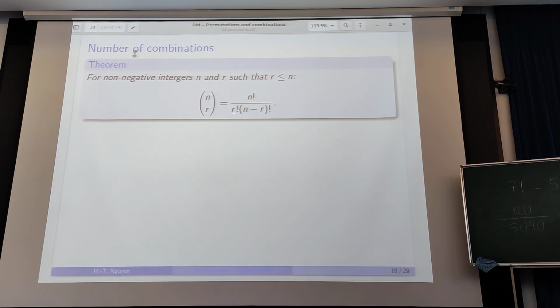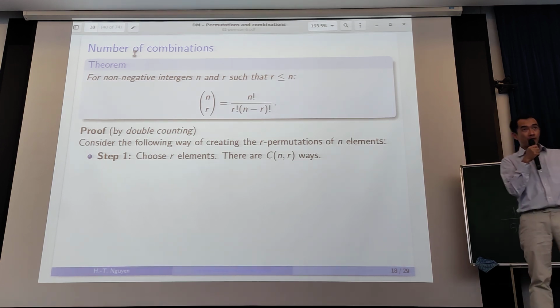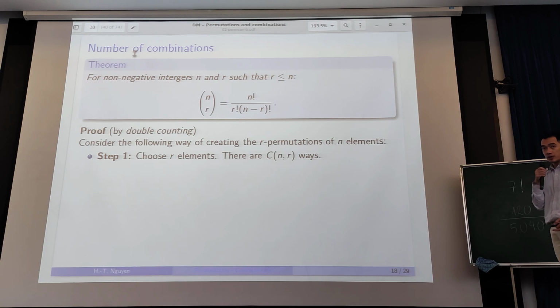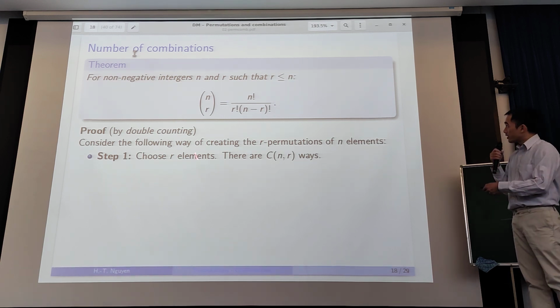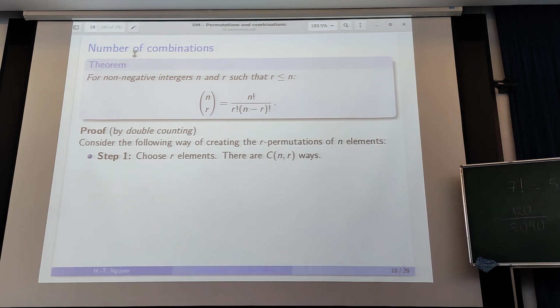the number of permutations of r elements. So I provide here a sketch of proof by using a double counting argument. In this proof and in many exercises, as well as in the formulas and identities that we will see later, we use a lot of double counting arguments.